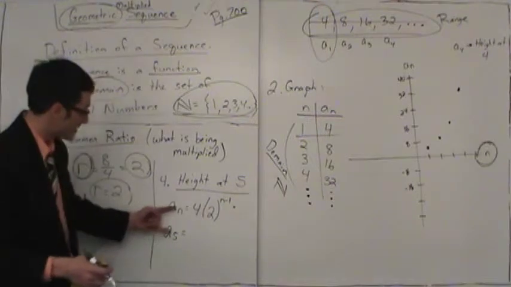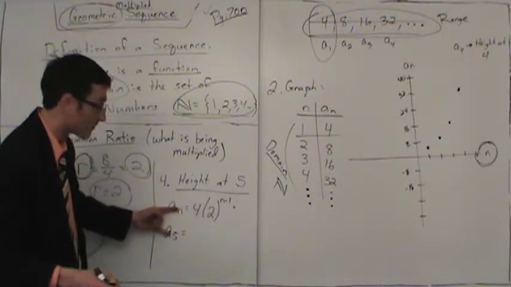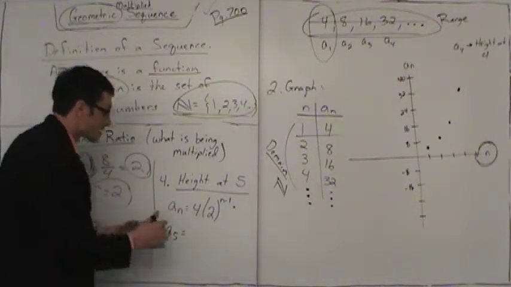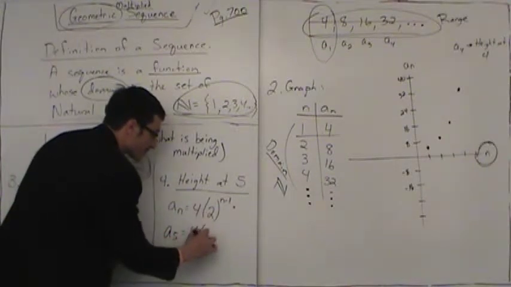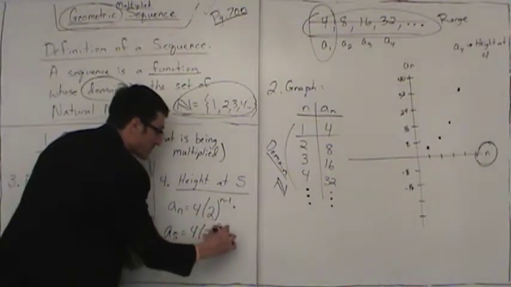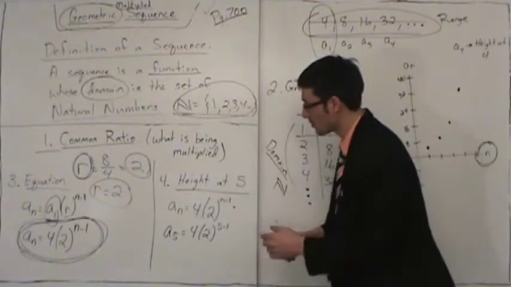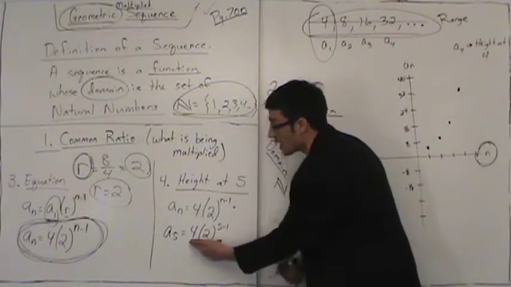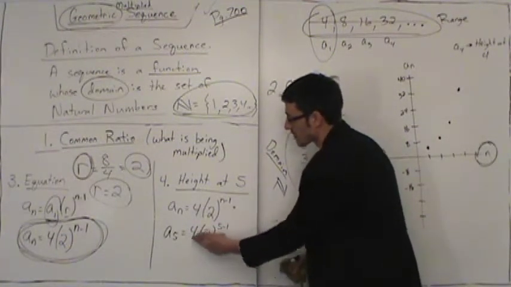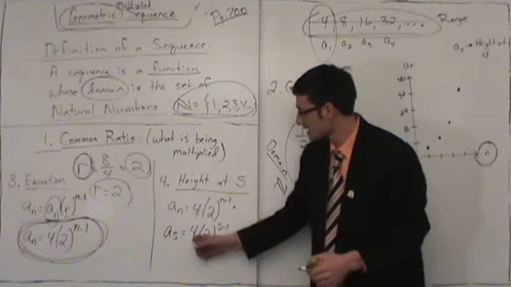Notice, what is replacing n? Hopefully you say 5 is replacing n. So we're going to have 4 times 2 to the 5 minus 1 power. Now my question is, do we multiply the 4 times the 2? No. This is done last.